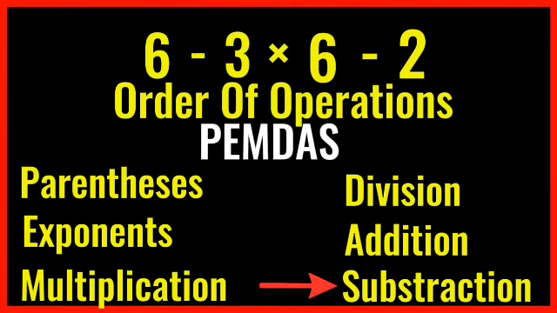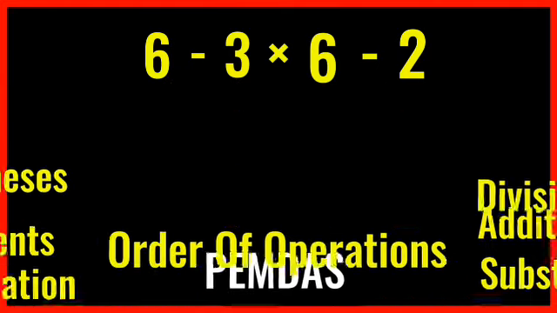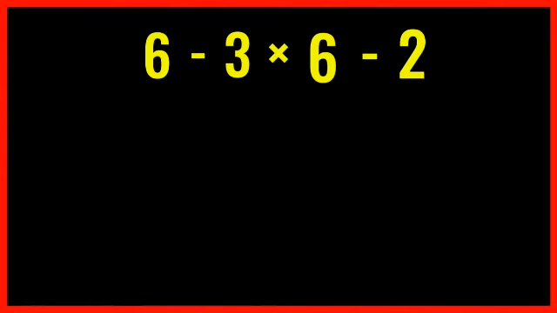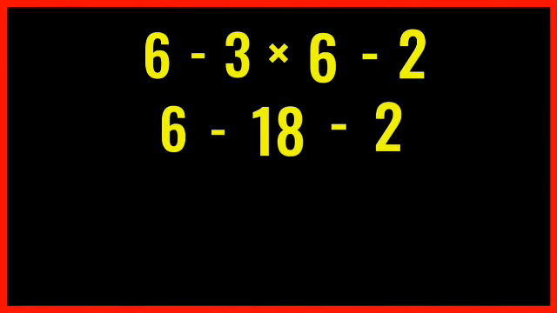Now, let's apply PEMDAS to our original expression. 6 minus 3 times 6 minus 2. Step 1. Isolate the multiplication. Looking at the equation, we have a multiplication in the middle, 3 times 6. Because multiplication has higher priority than subtraction, we must calculate this first. 3 times 6 equals 18. Now we substitute 18 back into our equation. 6 minus 18 minus 2.